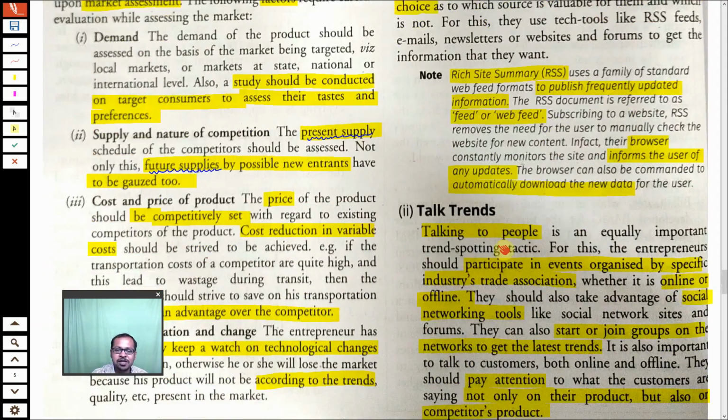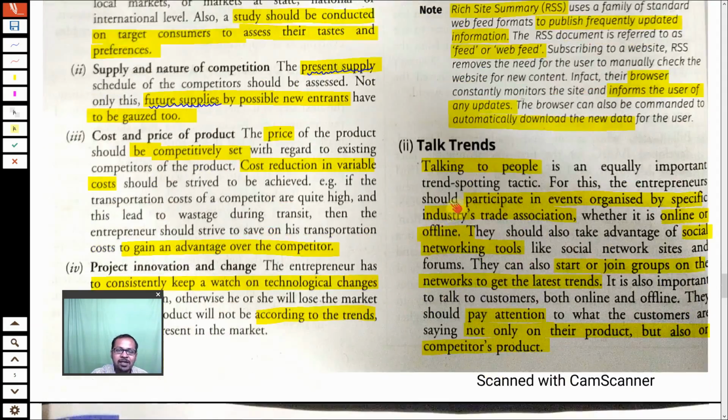Feeding through different sources. After this we have talk trends. Now talking is very important. When you talk with people you get many new insights. Vivek Bindra ji is also having his business funnel. So many workshops, seminars are there where people actually talk and discuss a particular point or particular business idea. They get solutions, they ask questions. So it's very important to participate in the events organized by industries trade association.